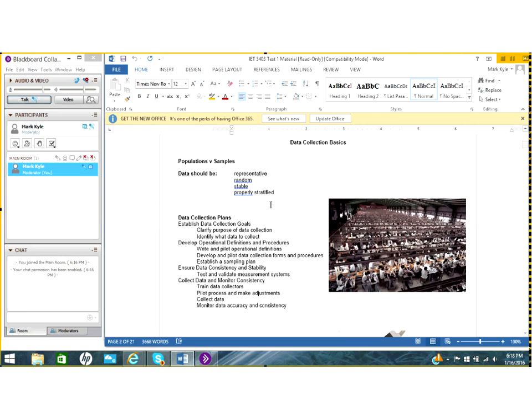The first thing you need to understand is the difference between a population and a sample. When you talk about populations, these are values that we very rarely know, nor should we know. Unless the population size is extremely small, there's really no reason to ever actually measure the population data.